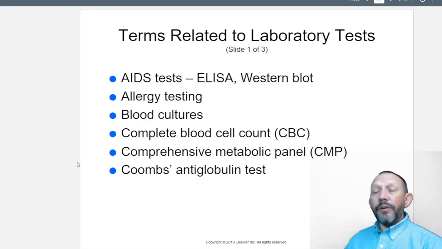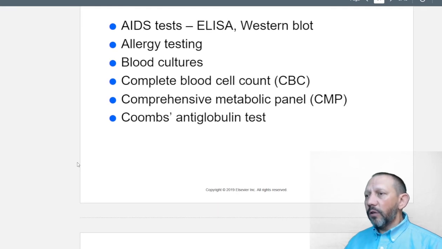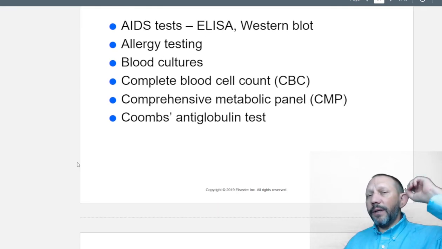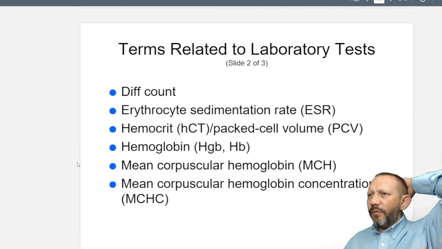CBC is a complete blood count. You guys will hear that one. That's a good one. Comprehensive metabolic panel, that has to do with usually a fasting glucose, which you have to not eat for 12 hours before you take it. Coombs antiglobulin test.